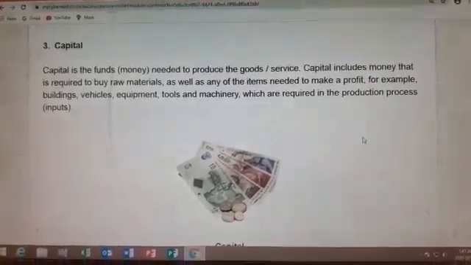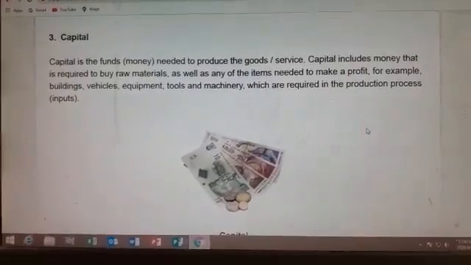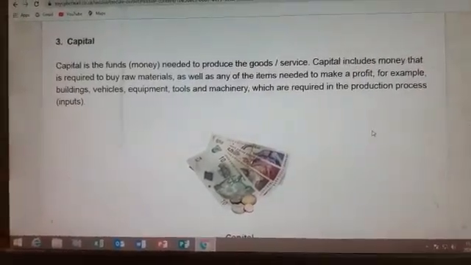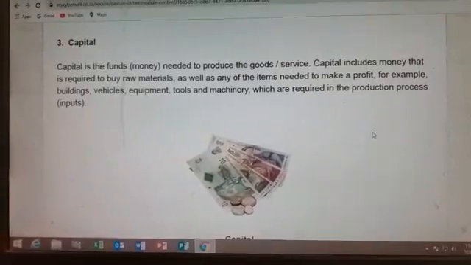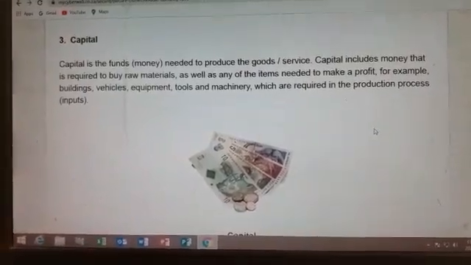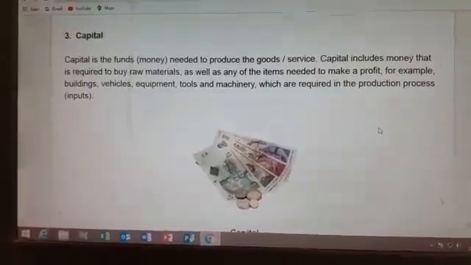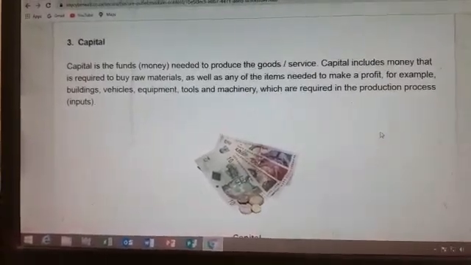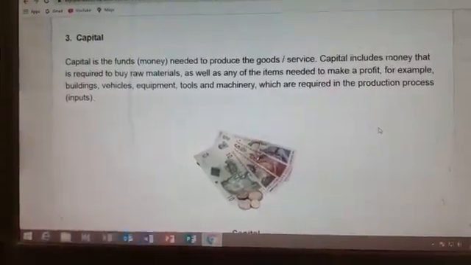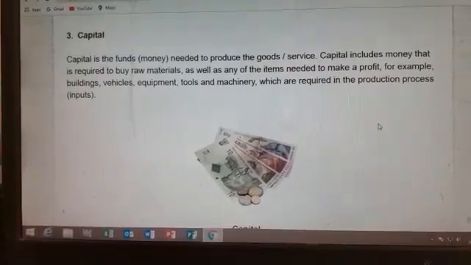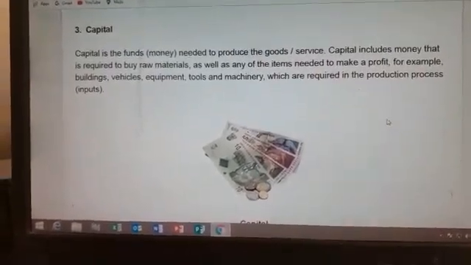So buildings would be the factory that you use to make the product. Vehicles, you will need to transport the products from one place to another. The equipment would be the machinery or the tools that are used by the laborers in the process of making whatever the product happens to be that is being produced to be sold.